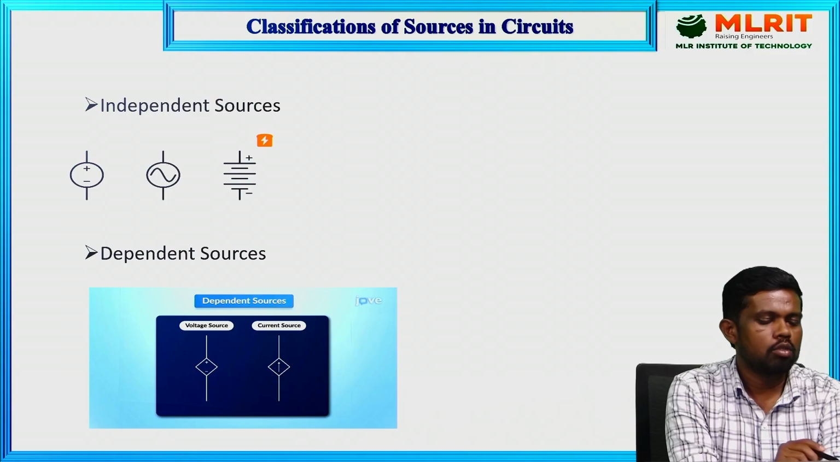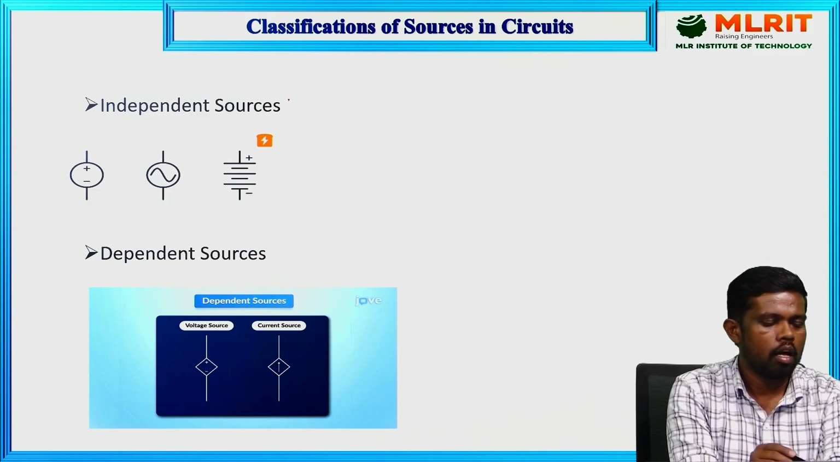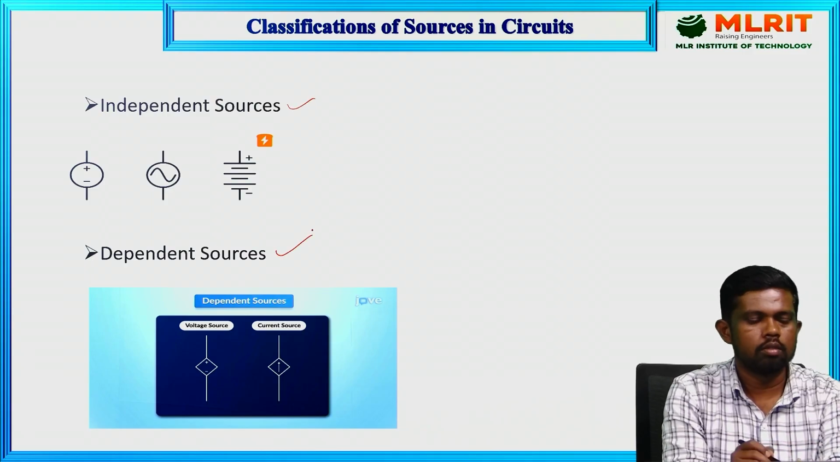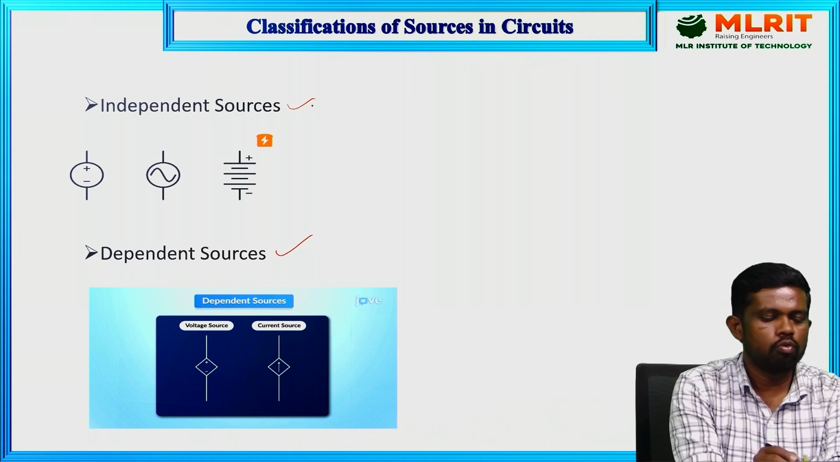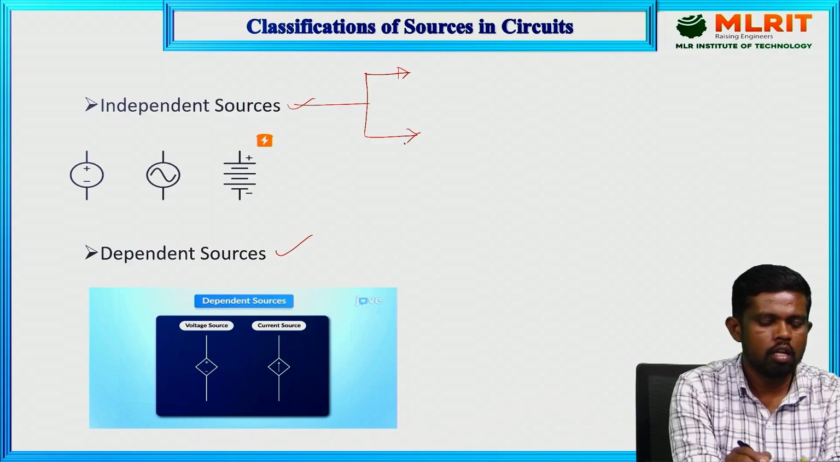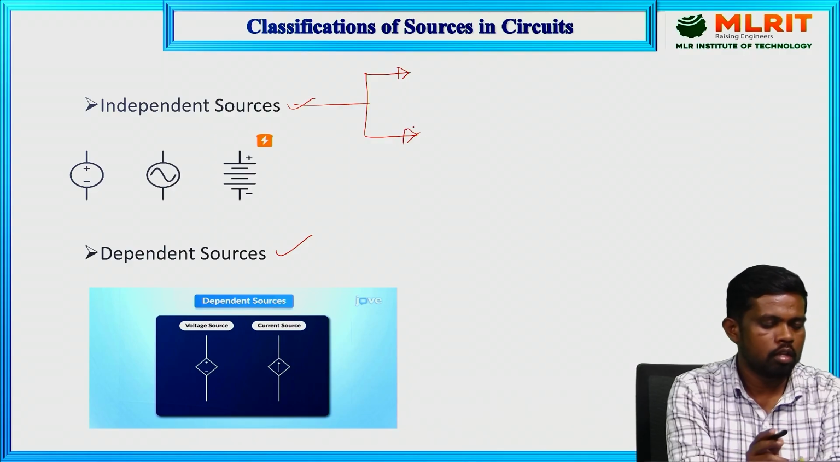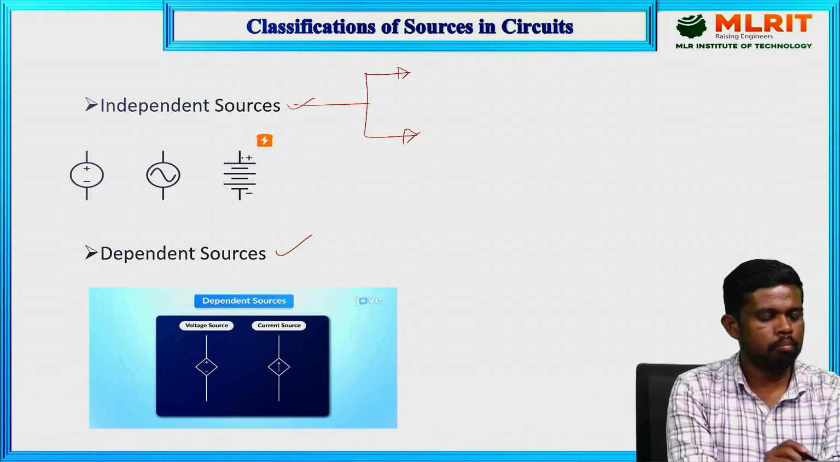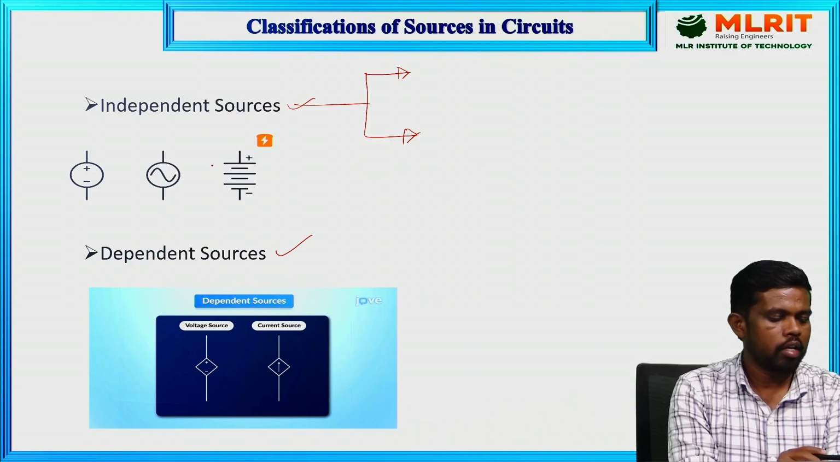The fundamental sources in the electrical network are independent and dependent sources. In the electrical circuits we have two kinds of energy sources, based on their property. So these are the two categories: independent and dependent sources.